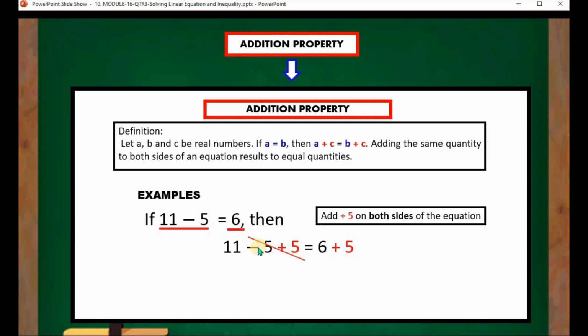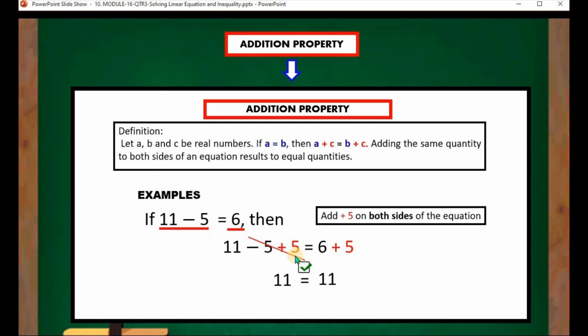Oh, here it is again. Additive inverse, whenever you're adding the same number but with different sign. What happens? It becomes 0, because it is an additive inverse. So, let's see if they are still balanced. This is 11, and this is 11. See? They are still balanced. Earlier, 11 minus 5 is 6. That is also equal to 6.